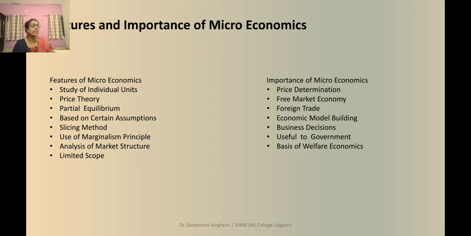The second one is price theory. Macroeconomics deals with the determination of the price of goods and services as well as the factors of production. Hence, it is known as the price theory. While studying the individual unit, we are studying the individual price. So we are studying the prices of each good and service.